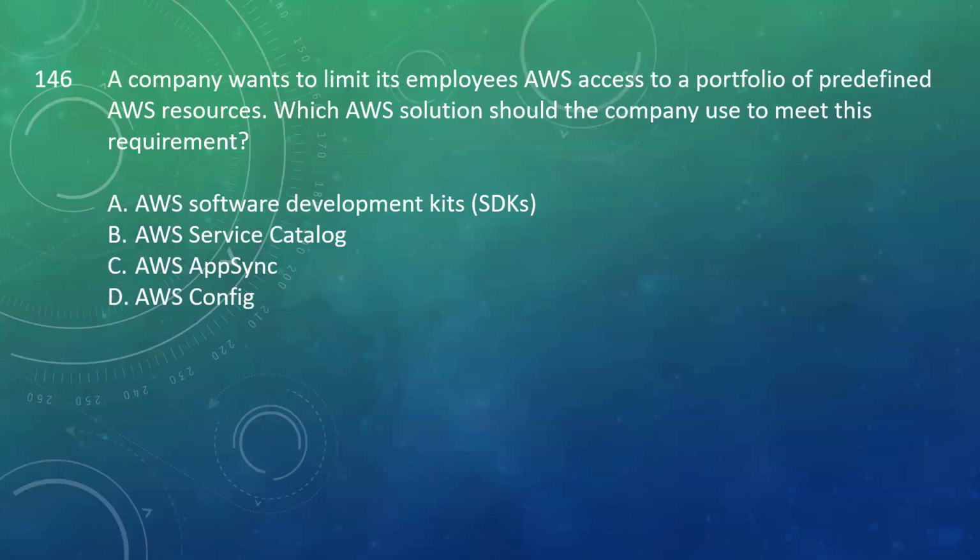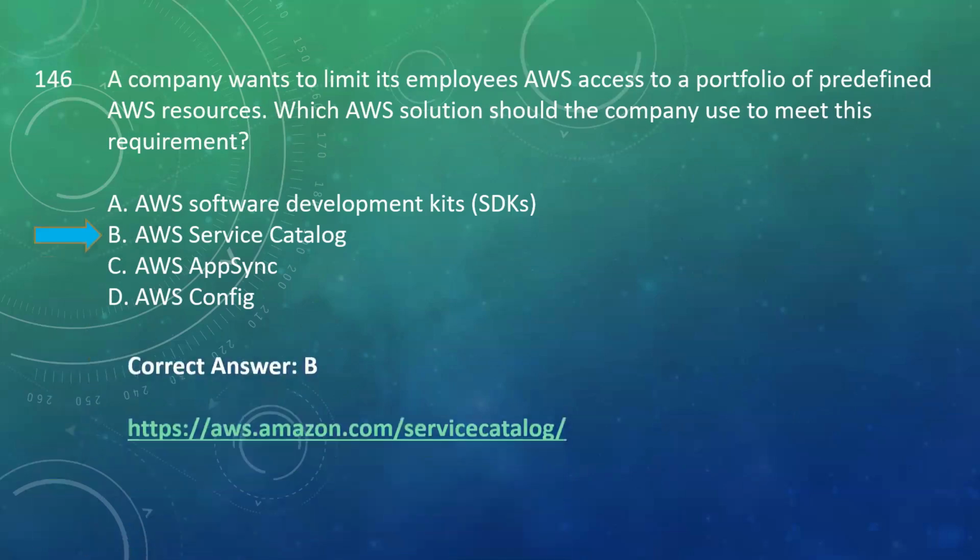Question number 146 of the series. A company wants to limit its employee AWS access to a portfolio of predefined AWS resources. Which AWS solution should the company use to meet this requirement? Your options are AWS Software Development Kit, AWS Service Catalog, AWS AppSync, AWS Config. The correct answer here is AWS Service Catalog.